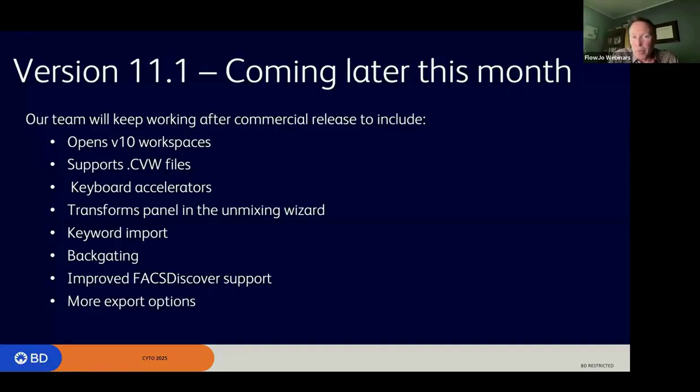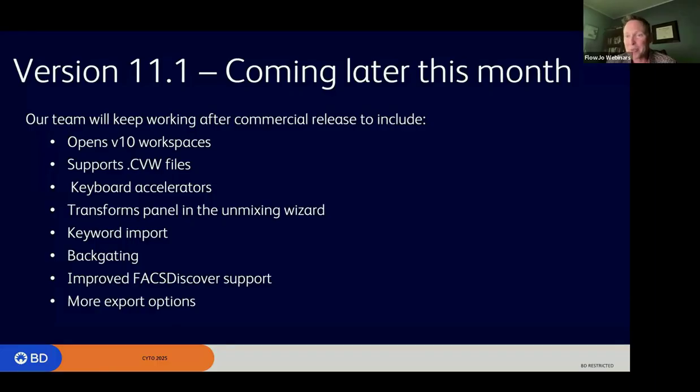So 11.1 is coming later this month. We're in the final stretches where we're fixing a few bugs, doing our QC, and going to release it to you. What this one's going to include is the ability to open V10 workspaces. So 11.0.2 and all previous versions export from 11 to 10. If you were working along through 11, you found there was something you wanted to do that wasn't yet in, like, oh, my cell cycle model isn't yet built in, save as a V10 workspace, continue on.